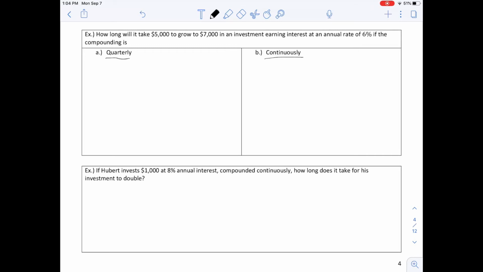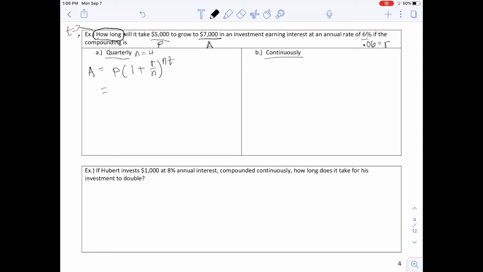So for part A, it says quarterly, so I'm going to go ahead and copy down our formula from before, which is A equals P times 1 plus r divided by n, raised to the nt. And since we have $5,000, this would be our principal, and it grows to $7,000. That's going to be our amount that we would have, which is A. It's earning interest at 6%. Again, we talked about rewriting this as a decimal, and this would be our r. And it's compounded quarterly, so n would be equal to 4. It's asking for how long, so we need to figure out t. So we don't know what t is.